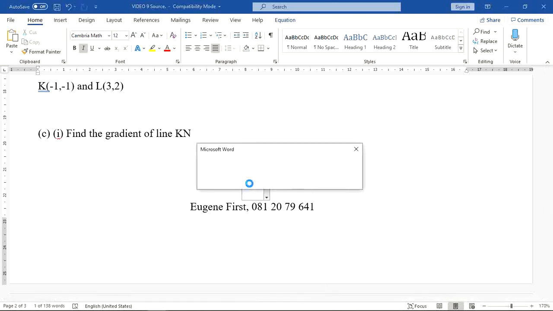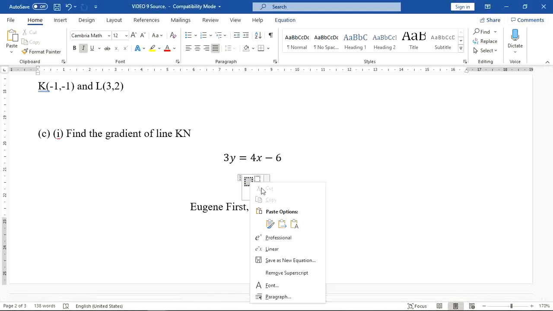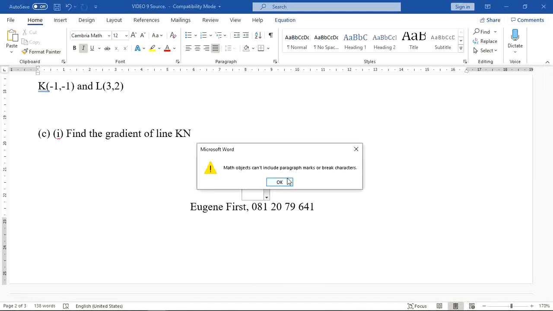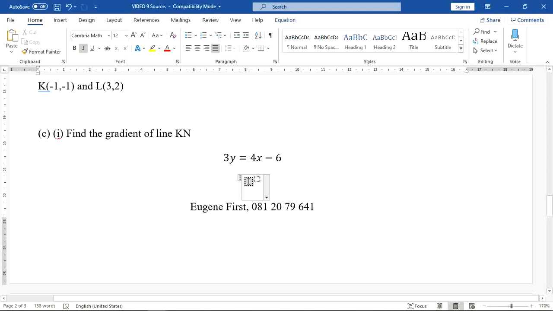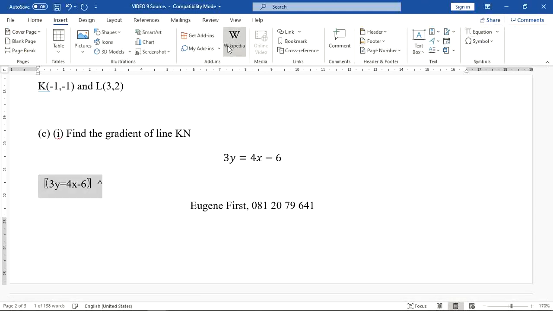Next line. And then it seems like it doesn't want to paste, so let me just try to type it. 3y is equal to 4x minus 6. Okay, so I should divide both sides by 3 because I need to get rid of the 3. So divide both sides by 3.